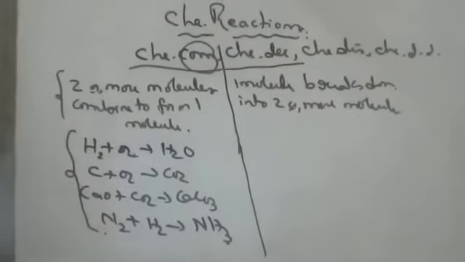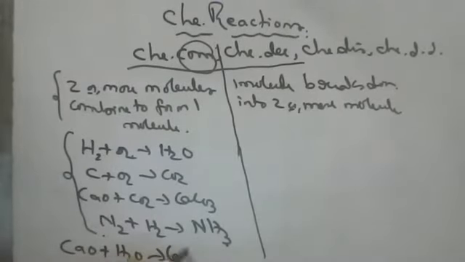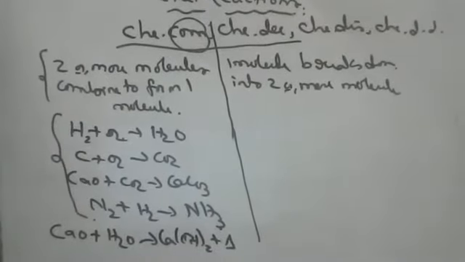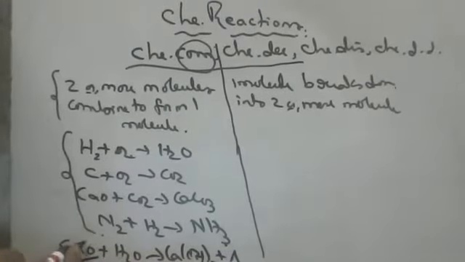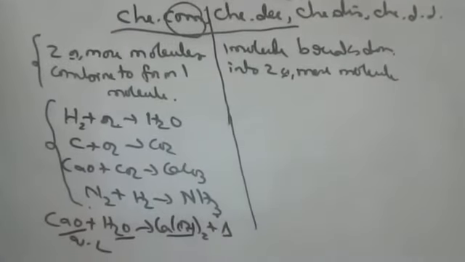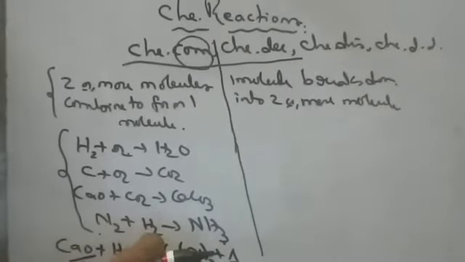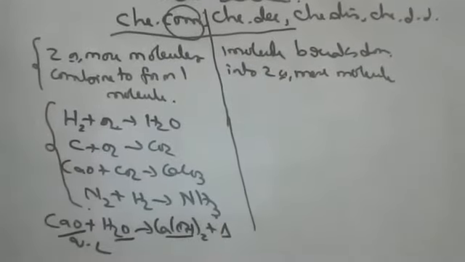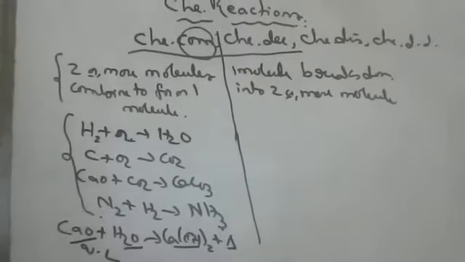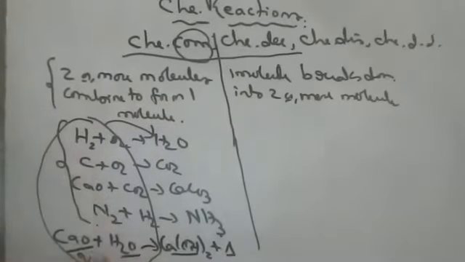And a very important example: CaO plus H2O gives Ca(OH)2. Plus delta, I'm writing because it liberates heat also. This reaction will be warm in nature. CaO is called quicklime, and Ca(OH)2 is called slaked lime. When you add water to quicklime, you get slaked lime, and a little bit of heat is liberated. That's why I'm writing delta. So in all these examples, you can see one thing in common: two or more molecules combine to give a new molecule. That's why it's called combination.